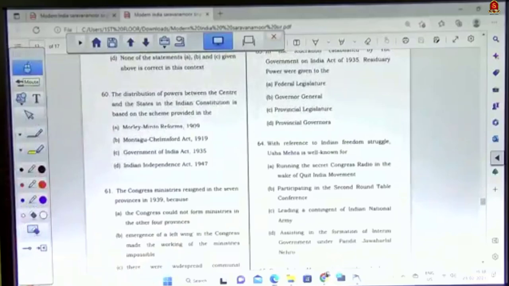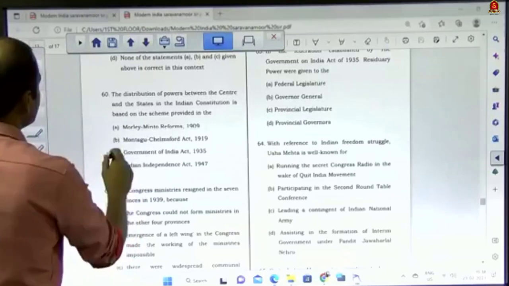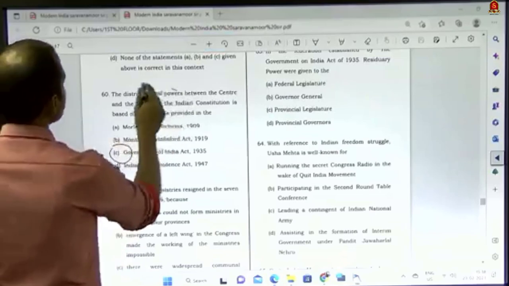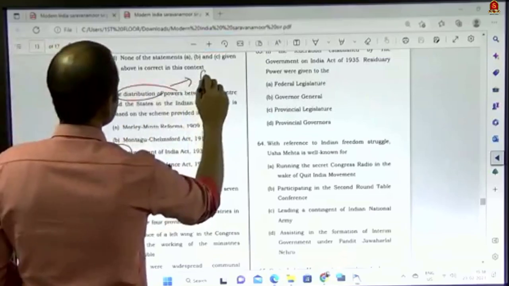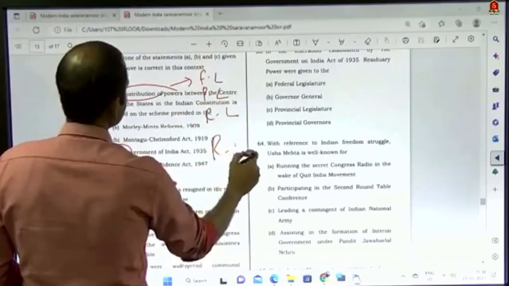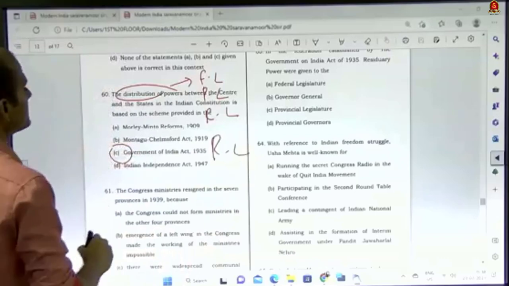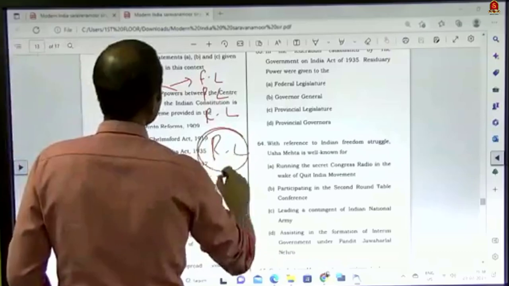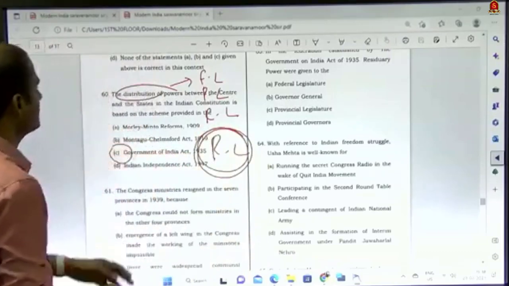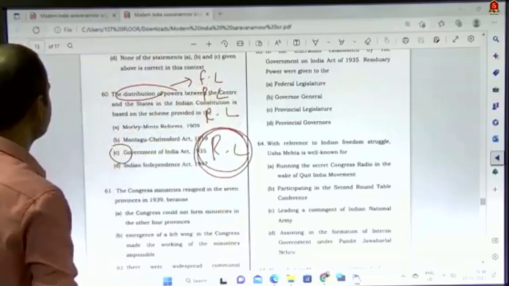Next, question number 60. The distribution of power between center and state, as per which act? The 1935 Act. What's the distribution of power? It is the federal list, provincial list, concurrent list, and another is the residual list. These three list concepts, right? Among that, the residual list is with the Governor General, that is the Viceroy, remaining the same setup we have in the name of division of power.